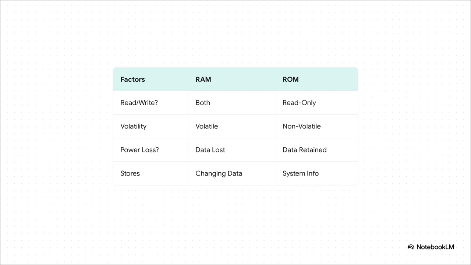All right, let's break down the huge difference between these two. RAM, that's random access memory, is your computer's temporary, volatile workspace. It's where active programs run. ROM, on the other hand, read-only memory, is non-volatile, and it holds the permanent, critical instructions your computer needs just to start up, like the boot sequence. You're constantly writing to RAM, but ROM is usually set once at the factory and left alone.